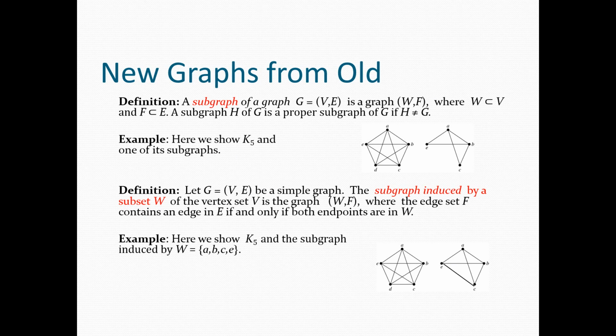Next, subgraph, just like a subset. A subgraph of a graph G is a graph (W, F) where W is contained in V and F is contained in E. V is the set of vertices and W is a subset of V, so we can skip a few of the vertices. E is the set of edges, and F is a subset of E. A subgraph H of G is a proper subgraph of G if H is not equal to G. So here we have an example of a subgraph.